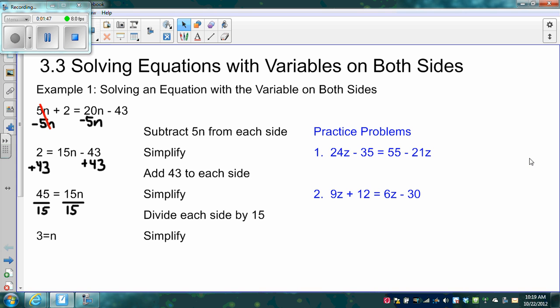So try the following practice problems. Remember, we want to get the variables to one side first, then the constants to the other side, before you do any multiplication or division.